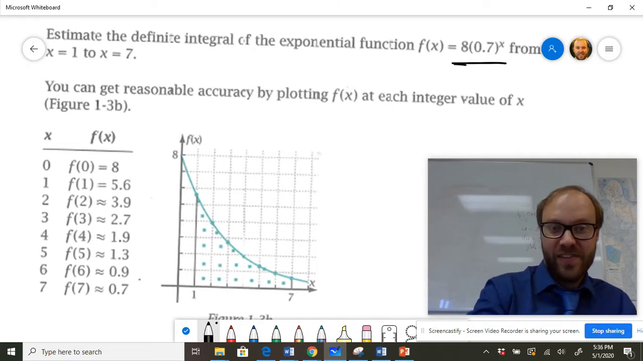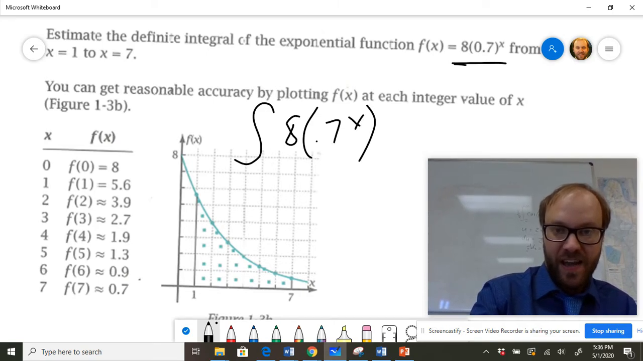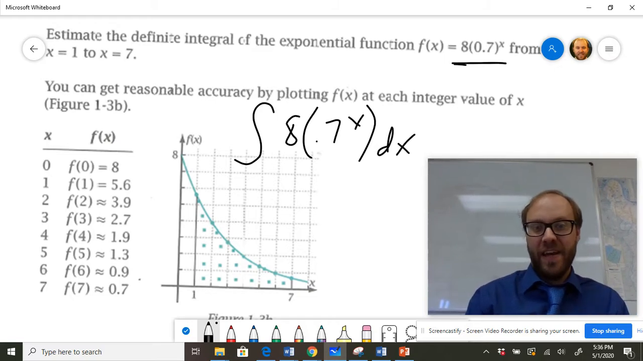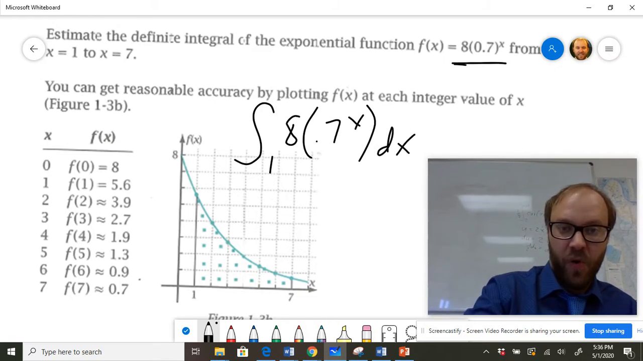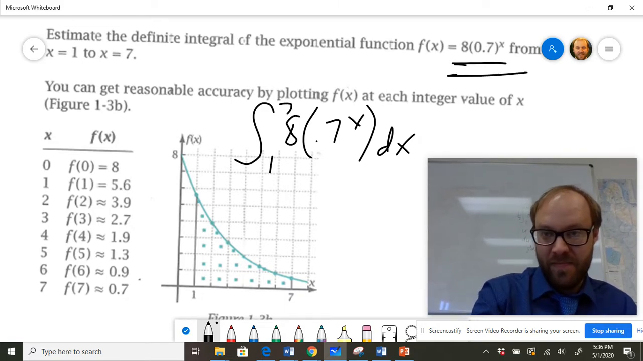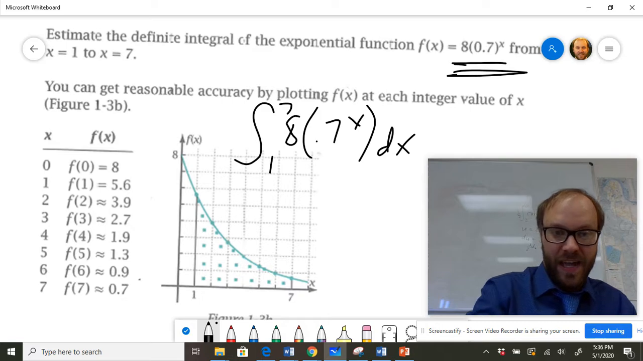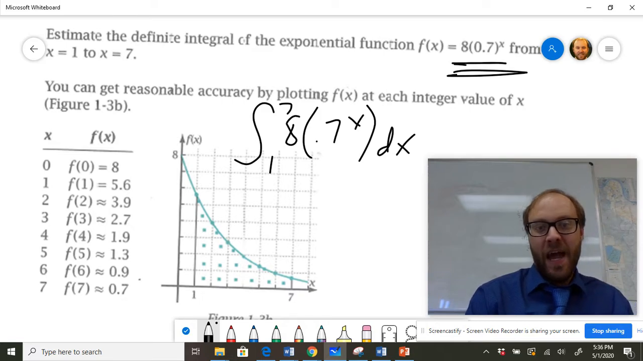Technically, the symbol for a definite integral looks like an S symbol. And you say the integral of 8 times 0.7 to the x. Technically, we put a little dx there, which has some meaning, but you don't have to worry about it for right now. And we say we're taking the integral from 1 to 7. And all that means is I have the function 8 times 0.7 to the x power, and I want to find the area under that curve between an x value of 1 and an x value of 7, okay?